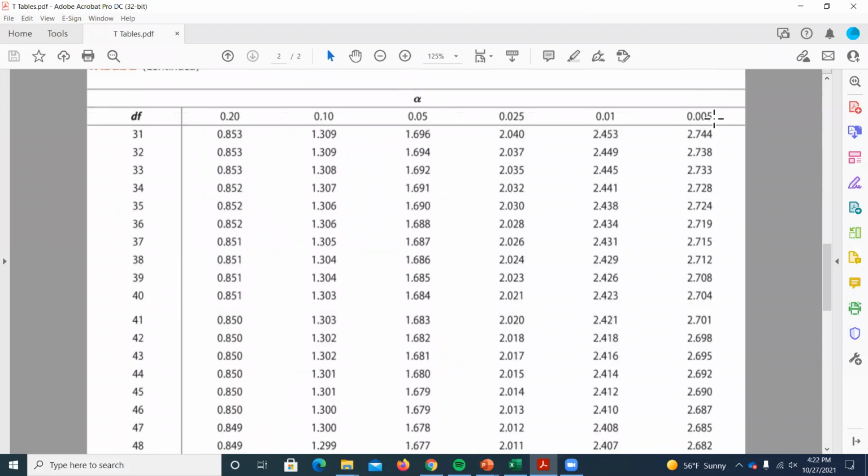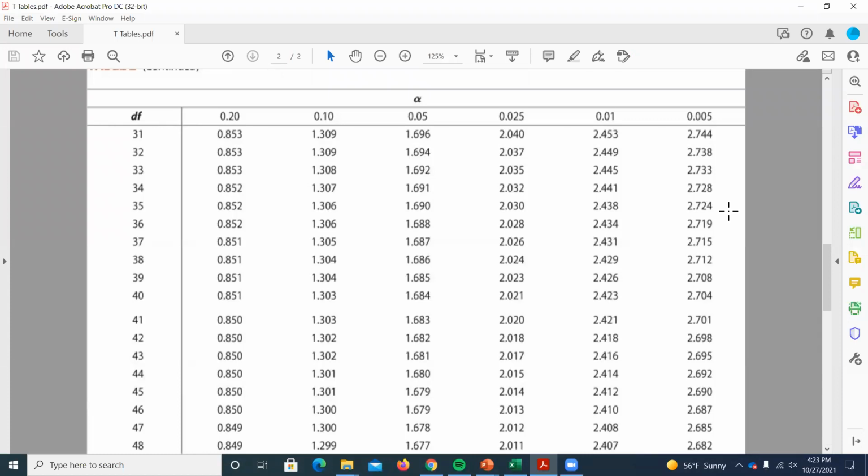The desired area in each tail, right, or the area that's in the upper right tail and the area that's in the lower left tail would be 0.005. So I go over to where those two things meet, 2.724. So now I've got that T value. Now it's just a matter of getting this entered into a calculator.